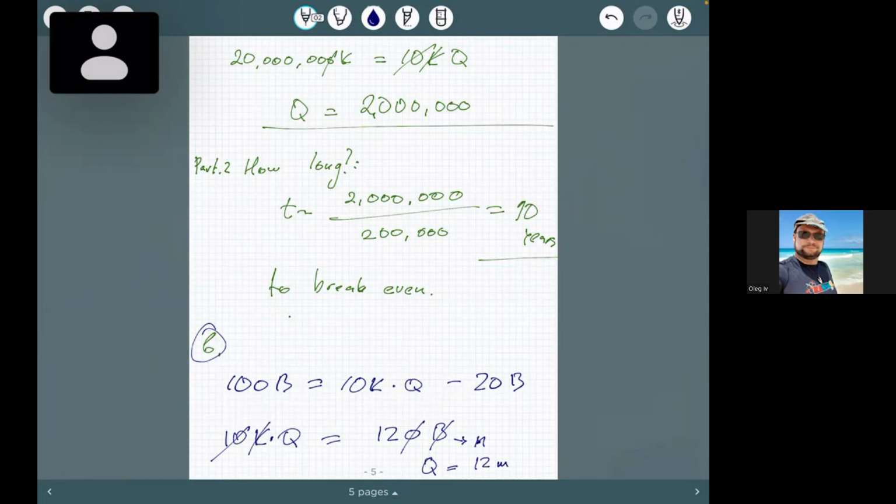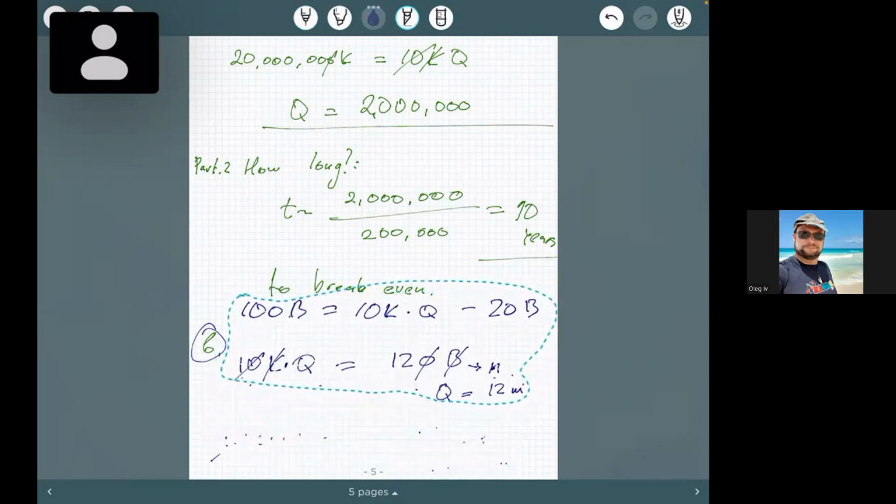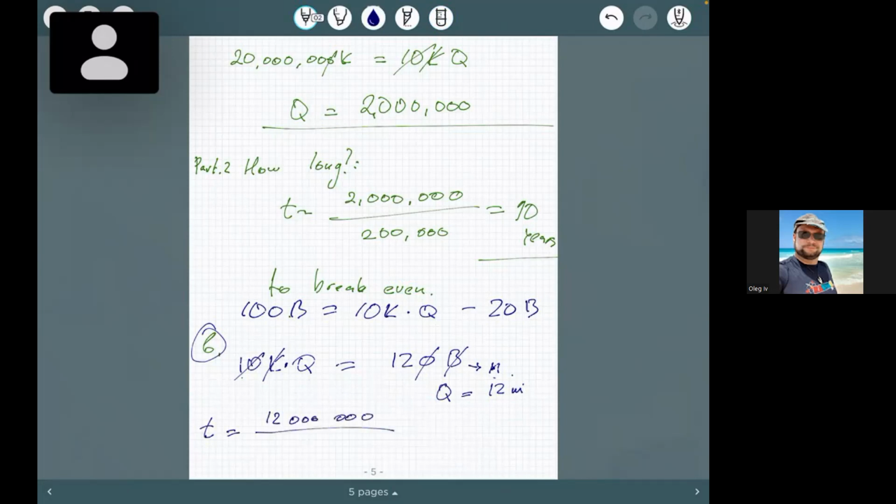And then we do it in one, yeah, I think I want to be on one page. So I'm going to move this right here to give me a little bit of space to finish it. So we found Q is 12 million, same thing, time. Now we have 12 million cars to produce, and we still produce 200,000 cars.